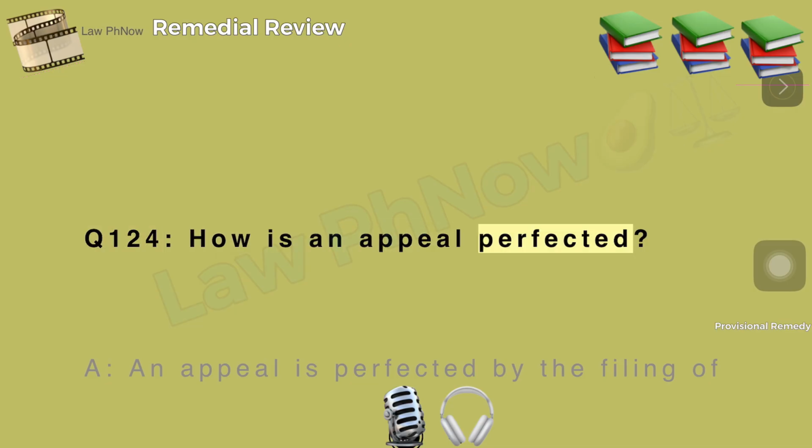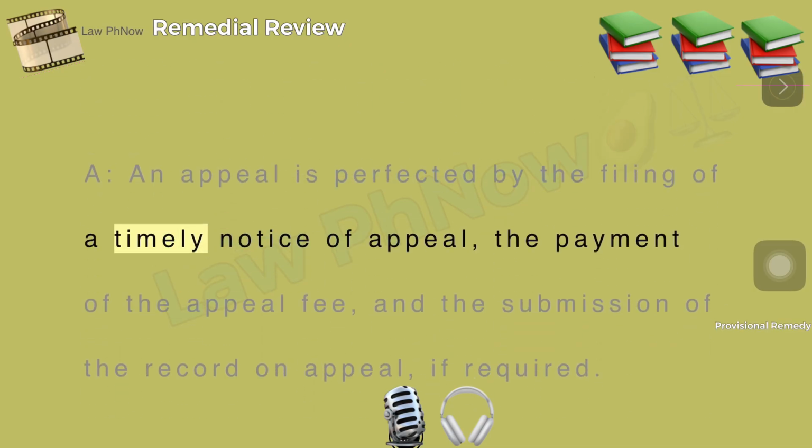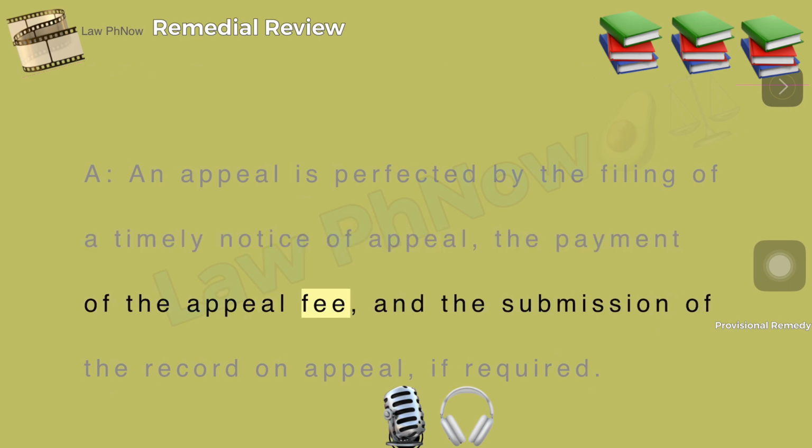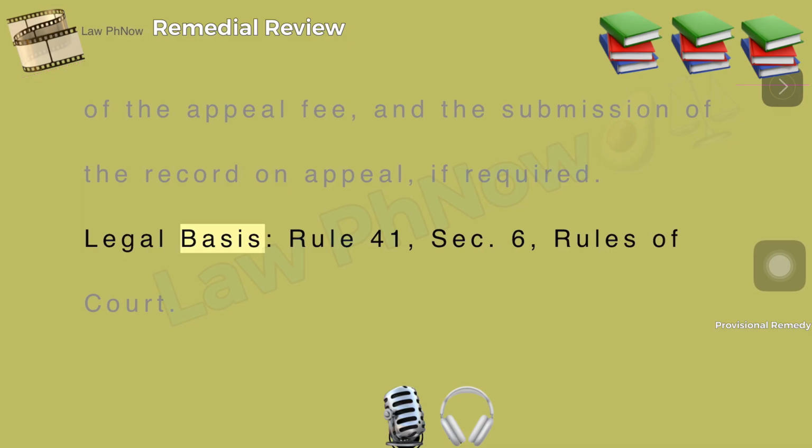Q124. How is an appeal perfected? A. An appeal is perfected by the filing of a timely notice of appeal, the payment of the appeal fee, and the submission of the record on appeal, if required. Legal basis, Rule 41, Section 6, Rules of Court.